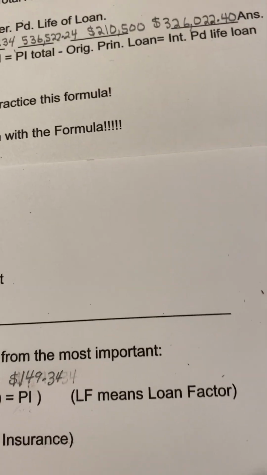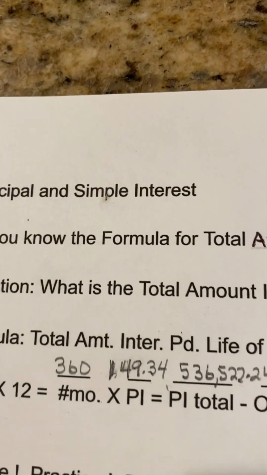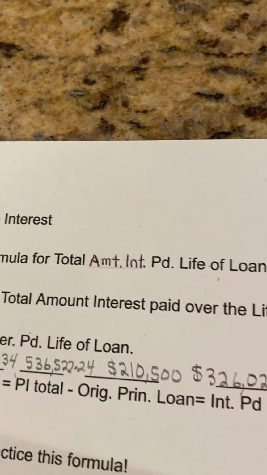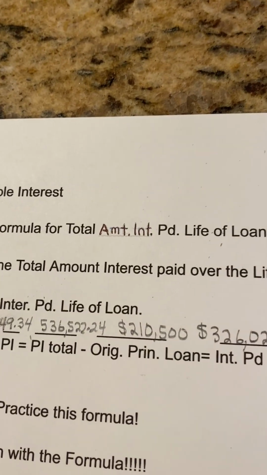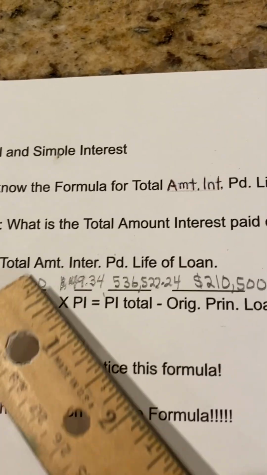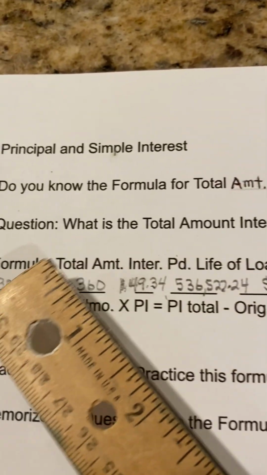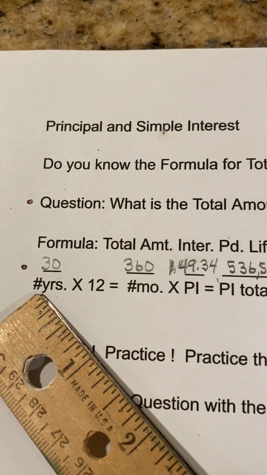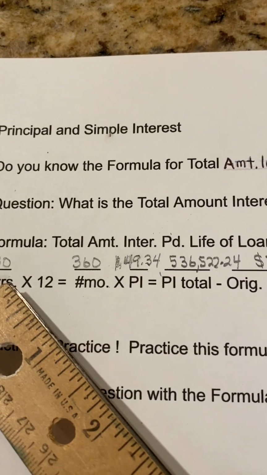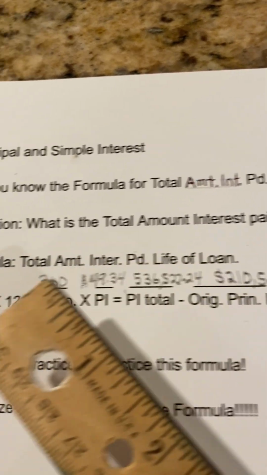Now, let's look at another formula. Do you know the formula for the total amount of interest paid over the life of the loan? You must memorize the question with the formula. What is the total amount of interest paid over the life of the loan? Now, the formula for this is, and you must memorize this formula and practice it over and over again, for the total amount of interest paid over the life of the loan.